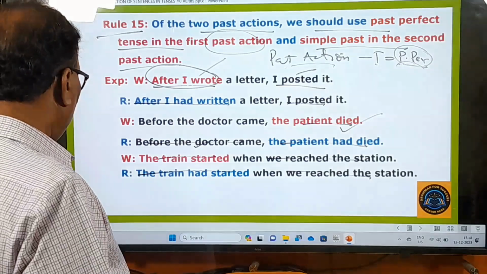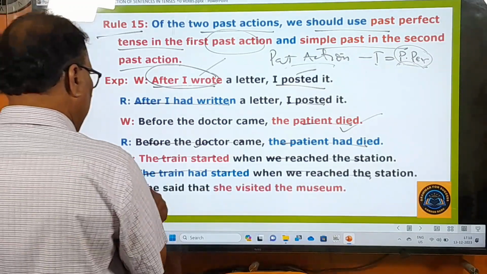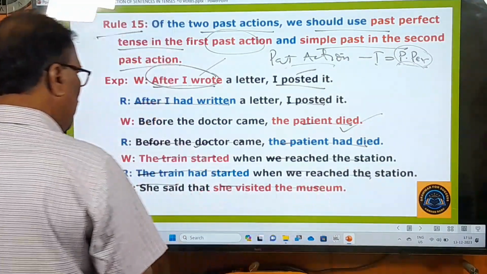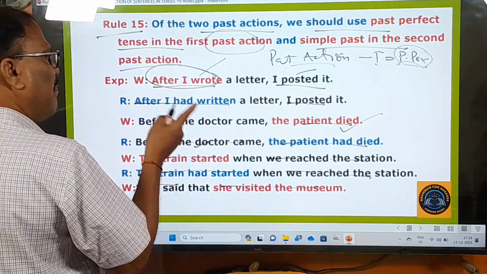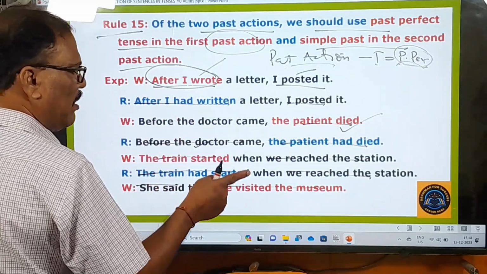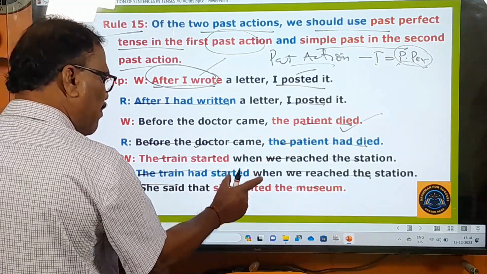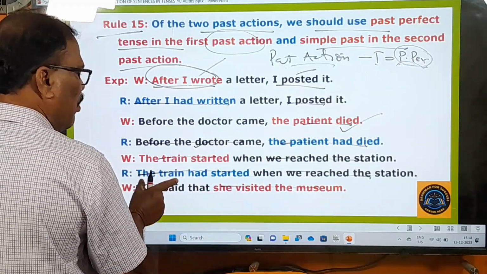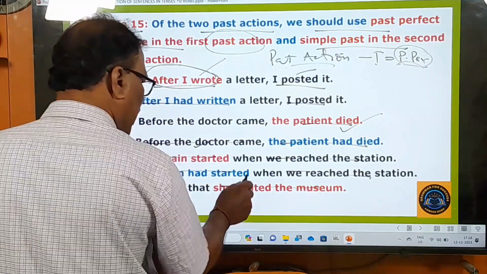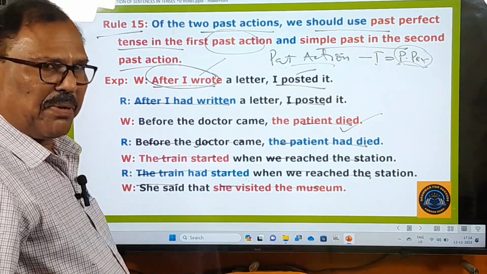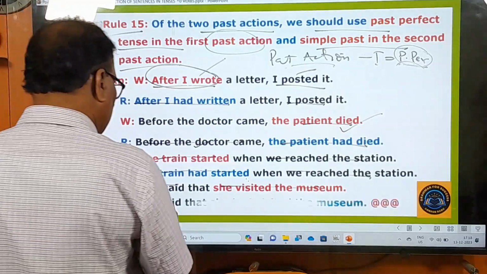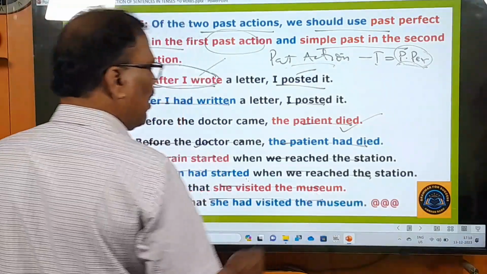And now let's go to the last example. She said that she visited the museum. So here, which action happened first and which action happened earlier? Next means she said or visited. Visited happened first and then she said about that. So here this action should be put in the past perfect tense. Okay, she said that she had visited the museum.